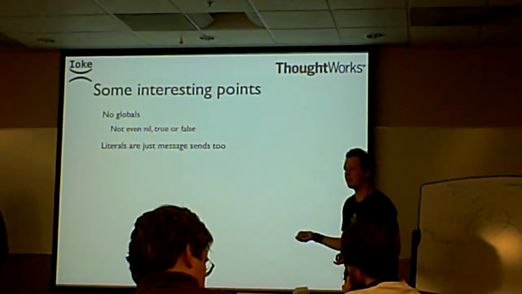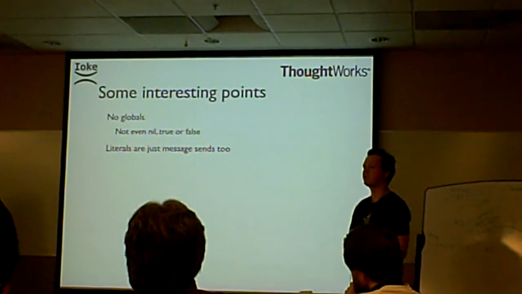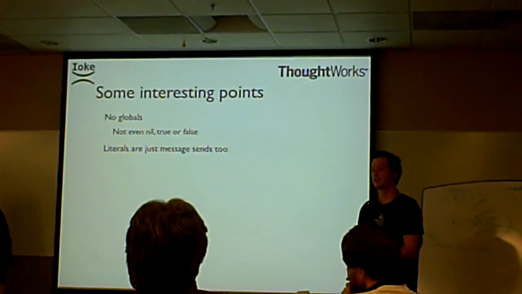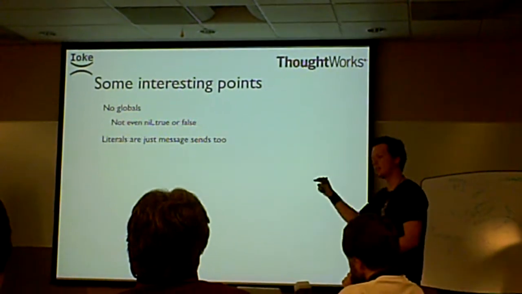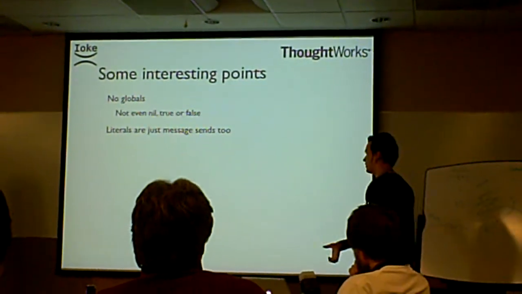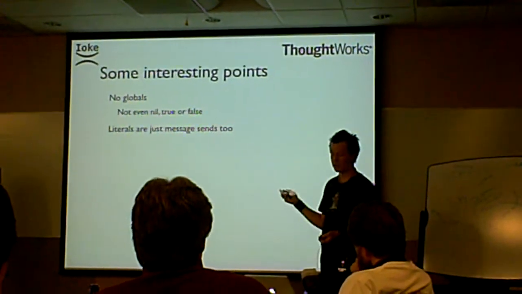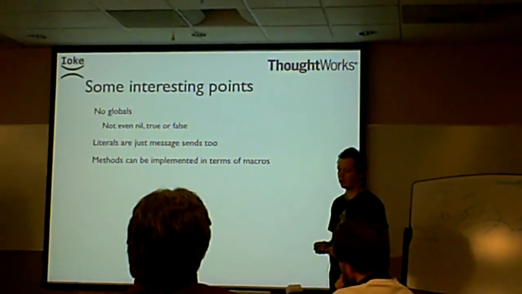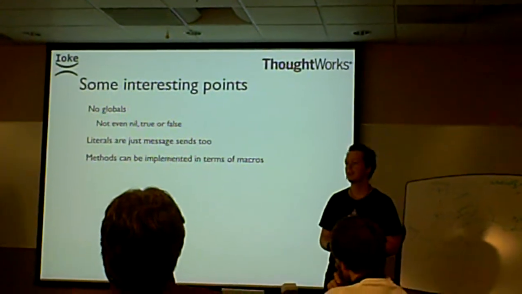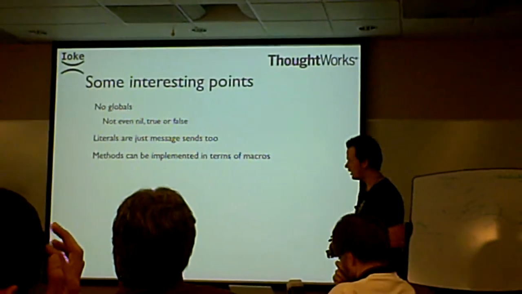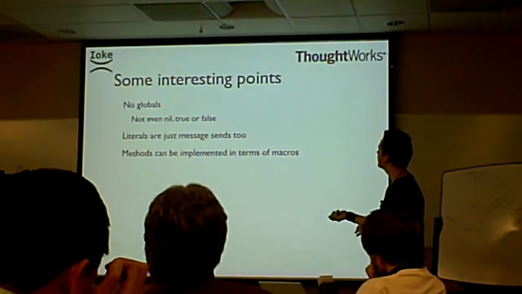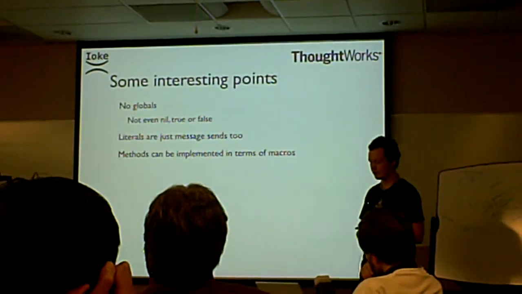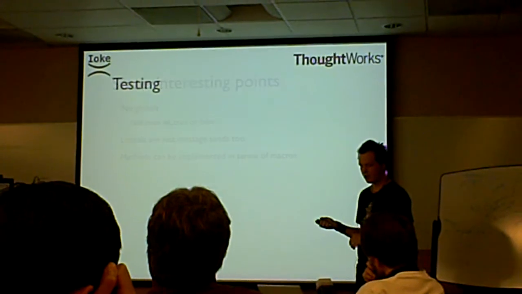Literals. Creating a literal is actually sending a message to create that literal, which means that in the parser combinator library, I can override that in a specific subcontext to get a number to return a number parser instead of an actual number. Methods could be implemented in terms of macros. There's nothing a method is doing that the macros couldn't do. The fourth point is that assignment is also a message send and can be overridden and done whatever you want to do with it.